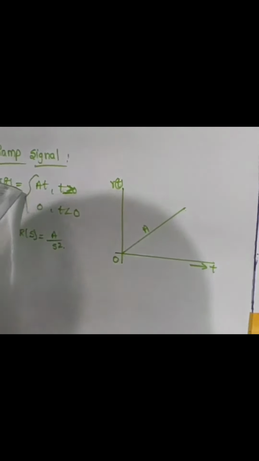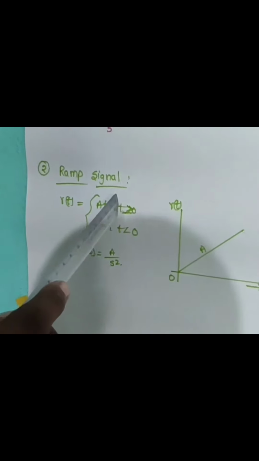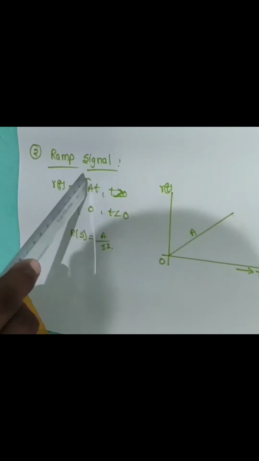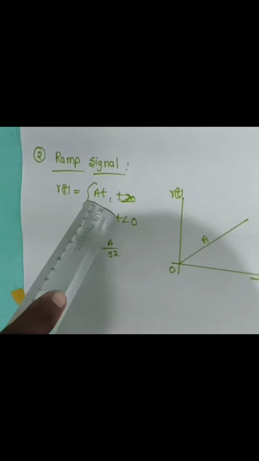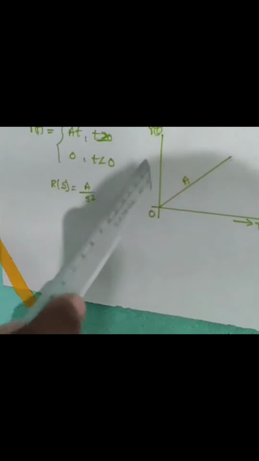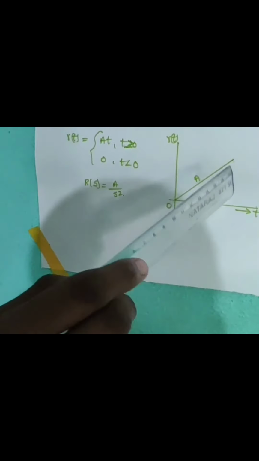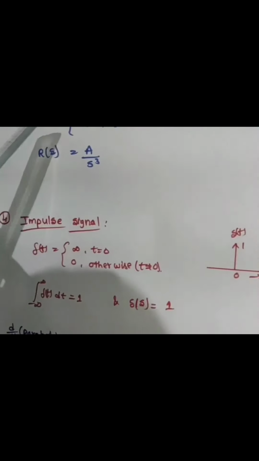Here r of t is equal to At when t is greater than or equal to 0, and 0 when t is less than 0. Therefore the Laplace transform of r of t, R of s, is equal to A by s square. The ramp signal is used to test the ability of the system to respond to a signal that varies linearly with respect to time. And the third one is the parabolic signal.